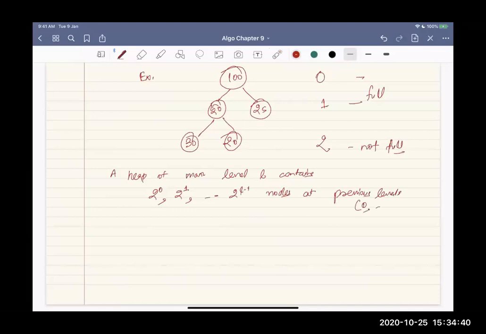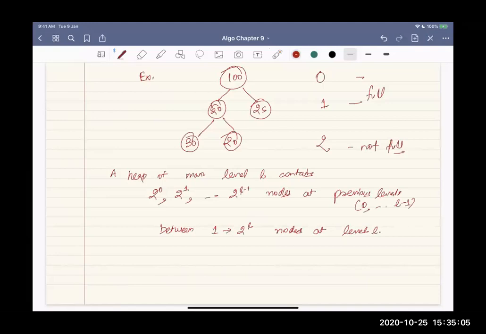By that I mean levels 0 to L minus 1. And at level L, it will have at least one node, because you are saying the maximum level is L. So it will have between 1 and 2 to the power L nodes at level L. Fine, I think that is trivial.